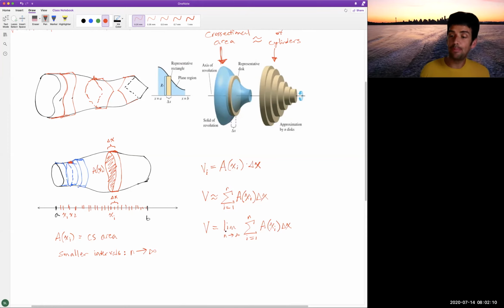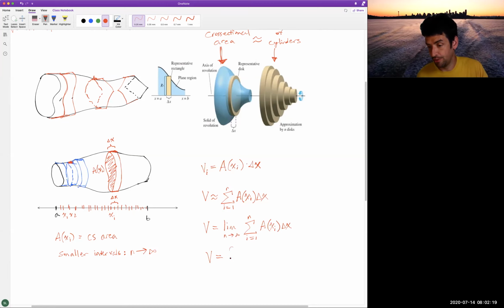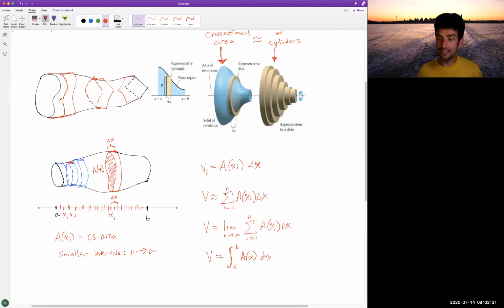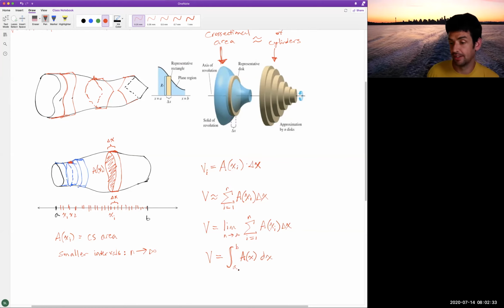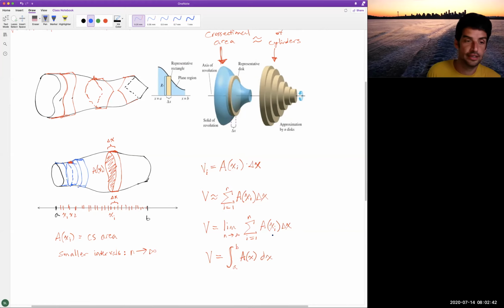But we know what happens in this limit. This is a familiar kind of limit. We've been doing this, that's been this whole series of videos. This becomes the volume from a to b, which is going to be the integral from a to b of the function A(x) dx. And that's how we'll define the volume of shapes like this. This is precisely the definition of the integral for the function A(x).